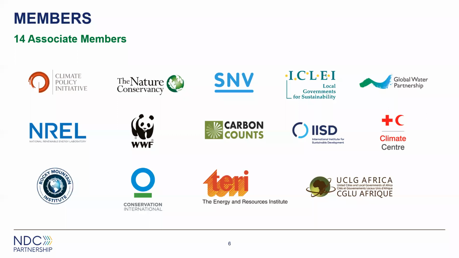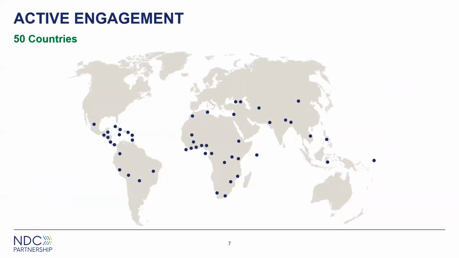What we are seeing is that there's more activity on the ground and more support that is being provided through these members with countries, and that there's a great relationship between associate members and governments, and a great understanding of what's happening on the ground. So they have added huge value to the processes and to the offers of the partnership. We are now engaged in 50 countries around the world.